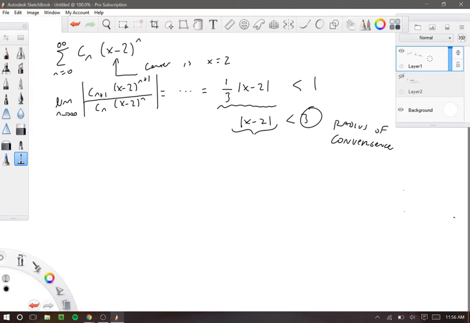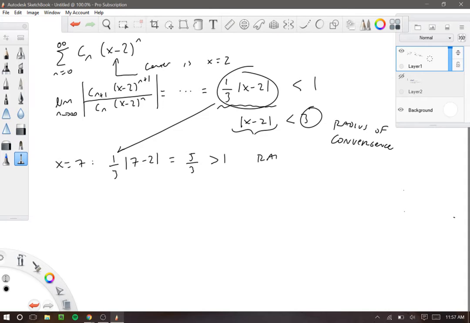So it's guaranteed by the ratio test that the series will diverge at x values that are more than 3 away. For example, if x equals 7, let's put that into our conclusion from the ratio test. Then we would have 1 over 3 times the absolute value of 7 minus 2. Well, that's 5 over 3, which is certainly bigger than 1. And so the ratio test tells us that we diverge, because the limit of the ratio was larger than 1 when x equals 7.